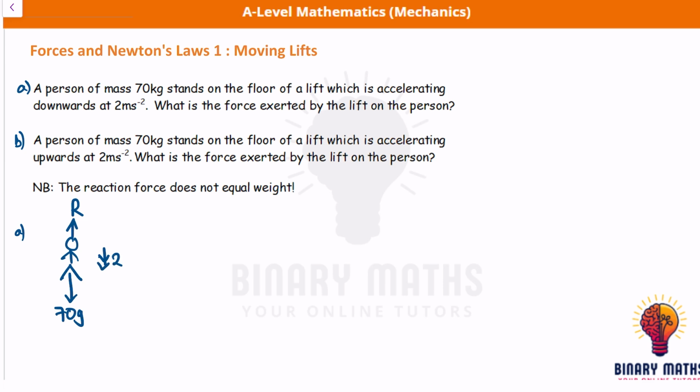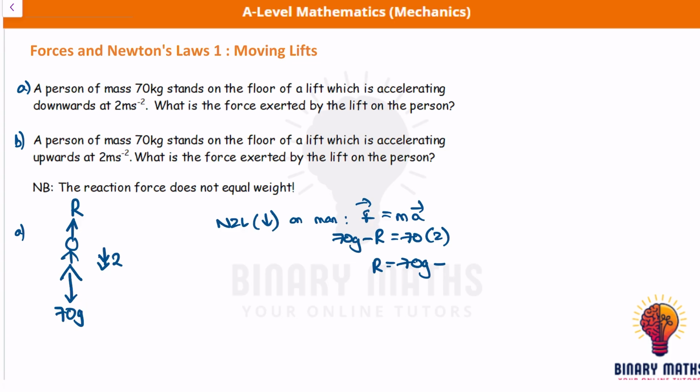So we're going to apply Newton's second law to the man. Vertically on the man, resultant force is equal to mass times acceleration. We're moving downwards, so resultant force is 70g take away R, which is equal to mass, 70, times acceleration, which is 2. When we rearrange it, R will be 70g take away 70 times 2, which is 140. If you put that into your calculator, you get R is equal to 546 newtons.